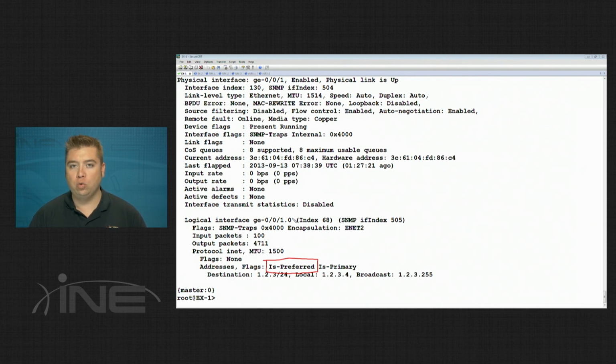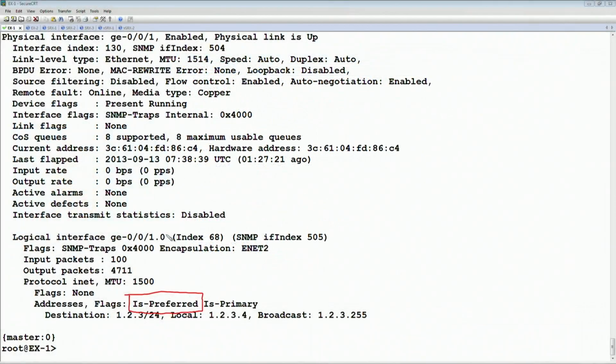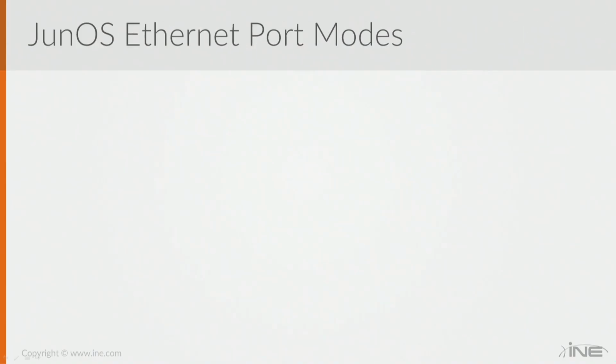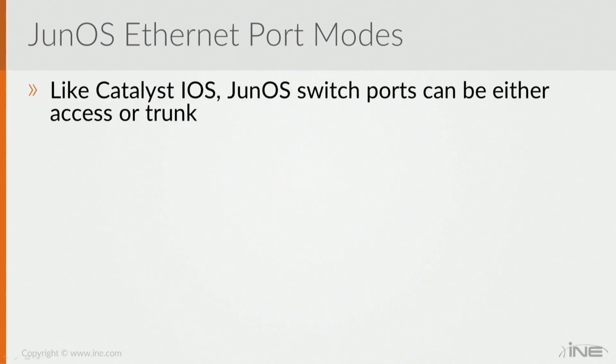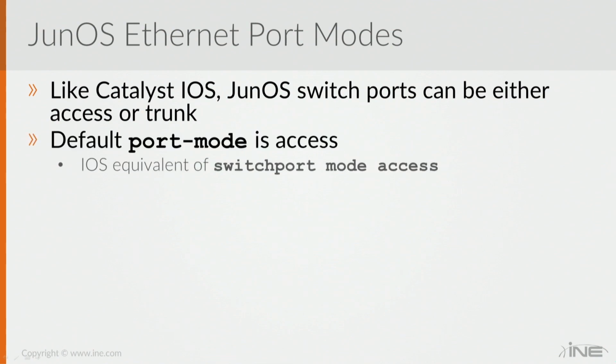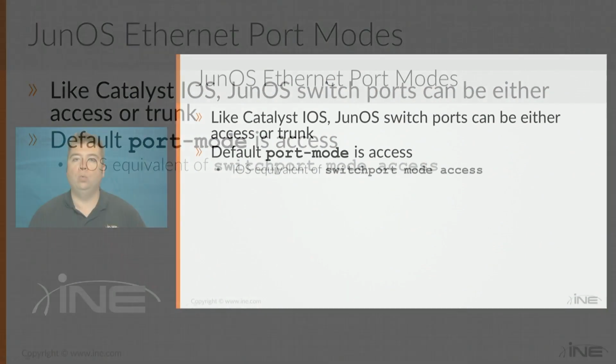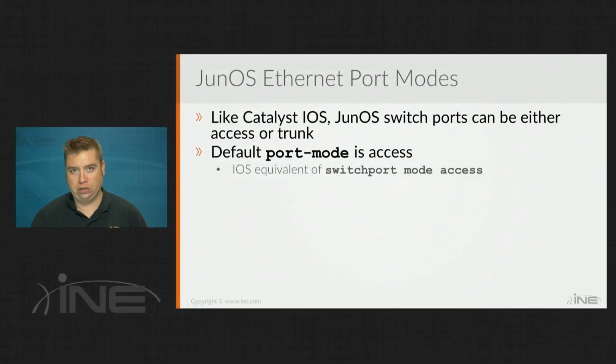If there's one value that you want to configure as primary and the other ones as secondary, like in IOS, you do that by setting this flag, which is is-preferred. Now, in terms of the layer 2 interfaces, when they are doing Ethernet switching, just like in IOS, the switch ports can be either access ports or trunk ports. The default port mode in Junos is none, which essentially means that it is an access port.